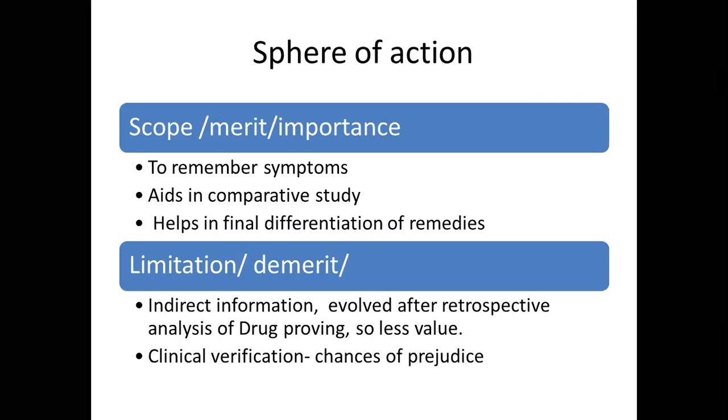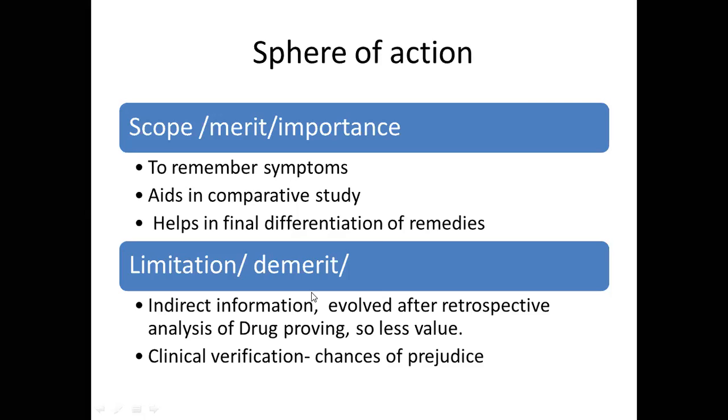Then what is the limitation of this term? This sphere of action should not be carried to the extreme, because the important reason is it is basically indirect information. It is not the information collected from the prover. It is just the information gathered or constructed after retrospective analysis of drug proving. So it has less value.